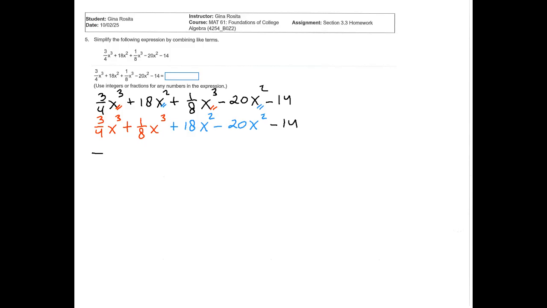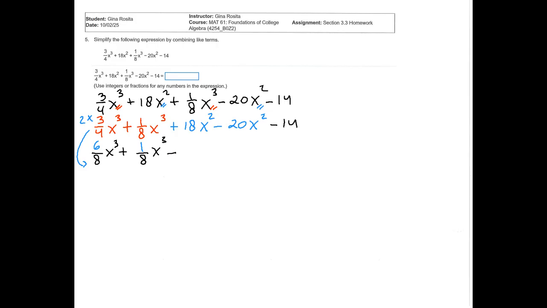Okay, so 4 going to 8 is how many times? 2. So 2 times 3 is 6. 1, this is the same, yeah? Already the denominator is 8. So now what next after this?